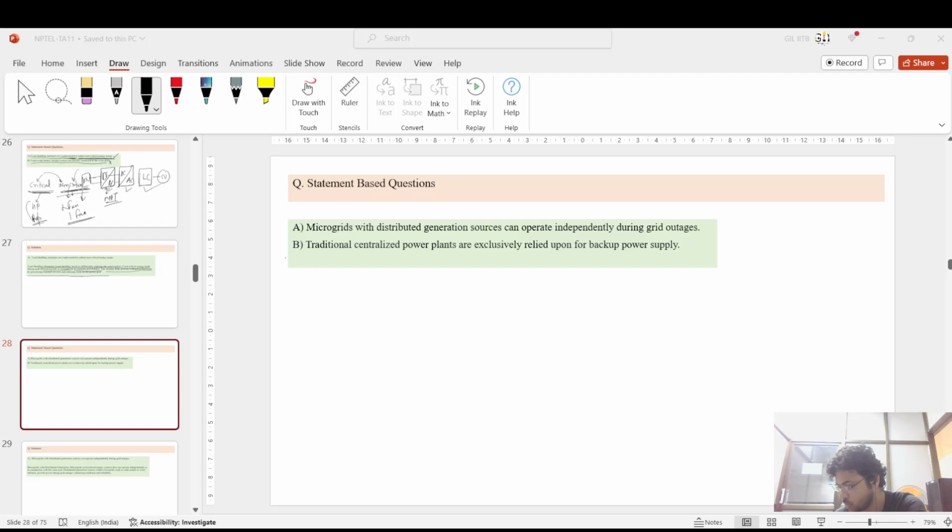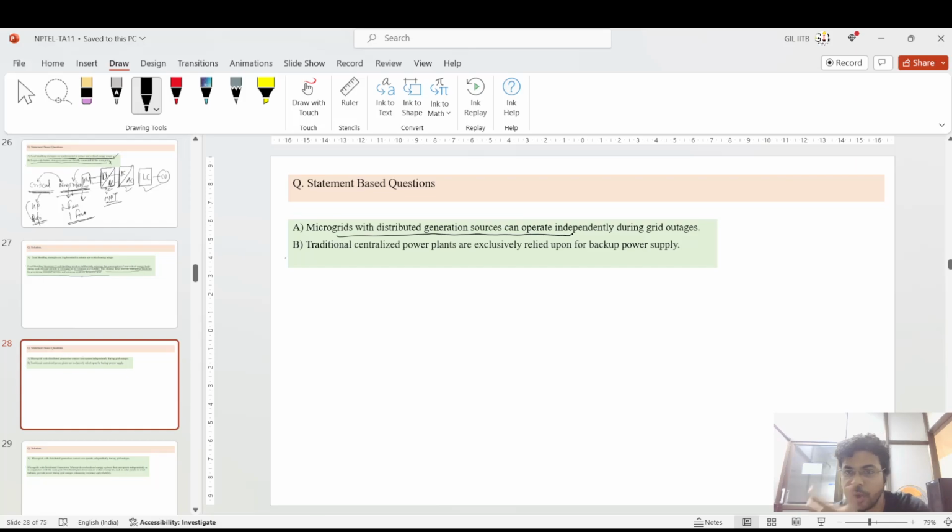Any guesses or any answers? Okay, Sibna has given one answer that both are true, and Dharni is giving A as the correct answer. Okay, let's come to the solution part.